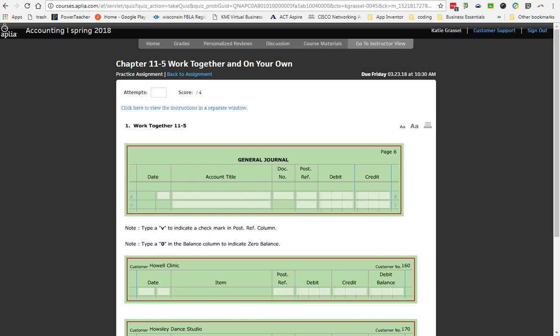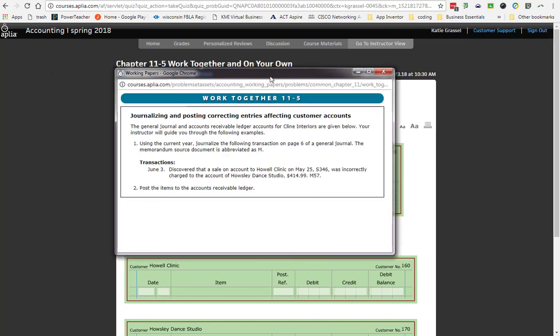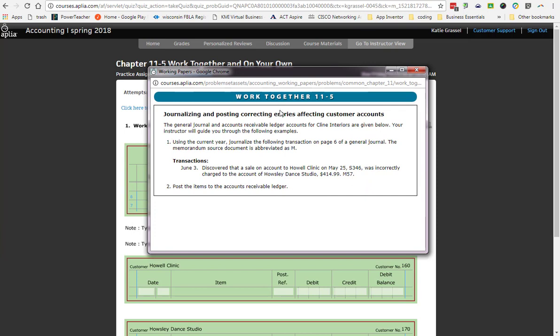So the previous month there was a mistake. We go in the next month and journalize it. So when we read the transaction, it says, a general journal and accounts receivable ledger for Client Interiors are given below. Using the current year, journalize the following transactions on page 6 of a general journal. Memorandum source document is abbreviated as M.